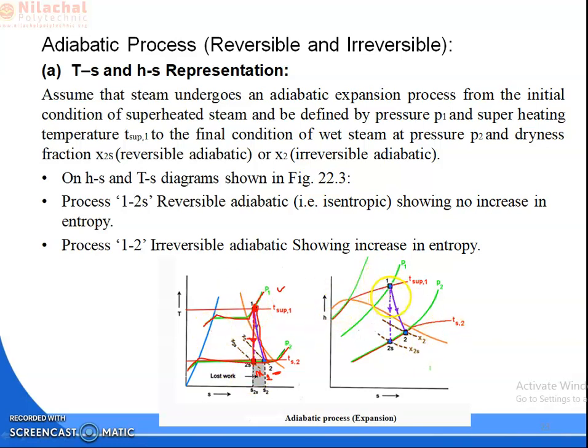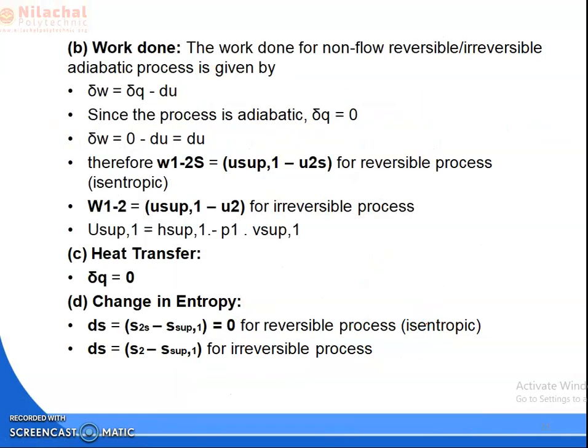So here also in the HS diagram, if you see, this is your pressure P1 and this is your pressure P2. State 1 will be represented in the superheated region, that is your state 1, superheated steam. When it expands in the isentropic way, then 1 to 2s is your reversible adiabatic expansion of the steam, and 1 to 2 is your irreversible expansion of the steam. So this way you can represent reversible and irreversible adiabatic processes.